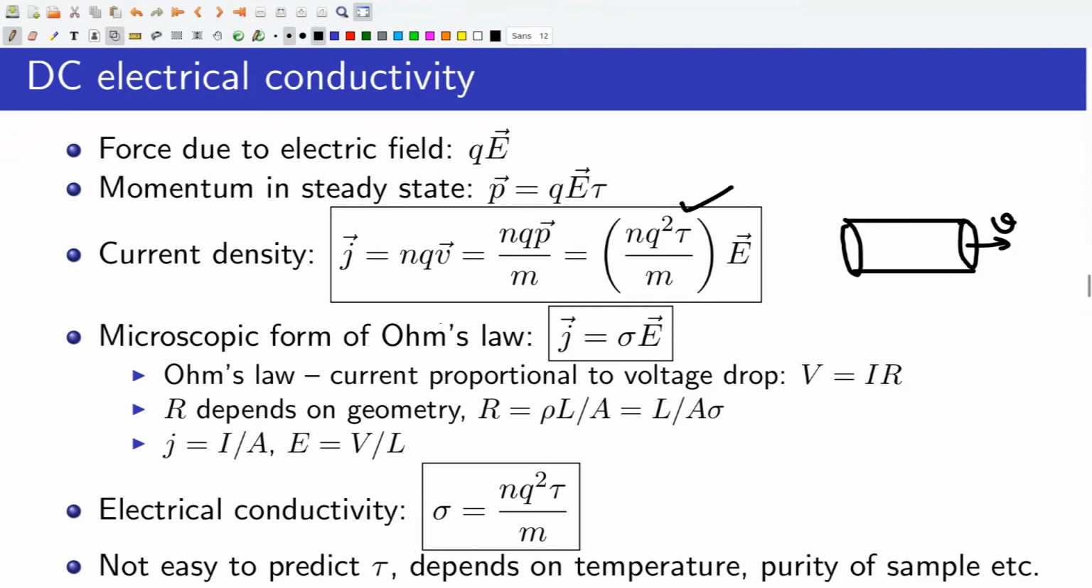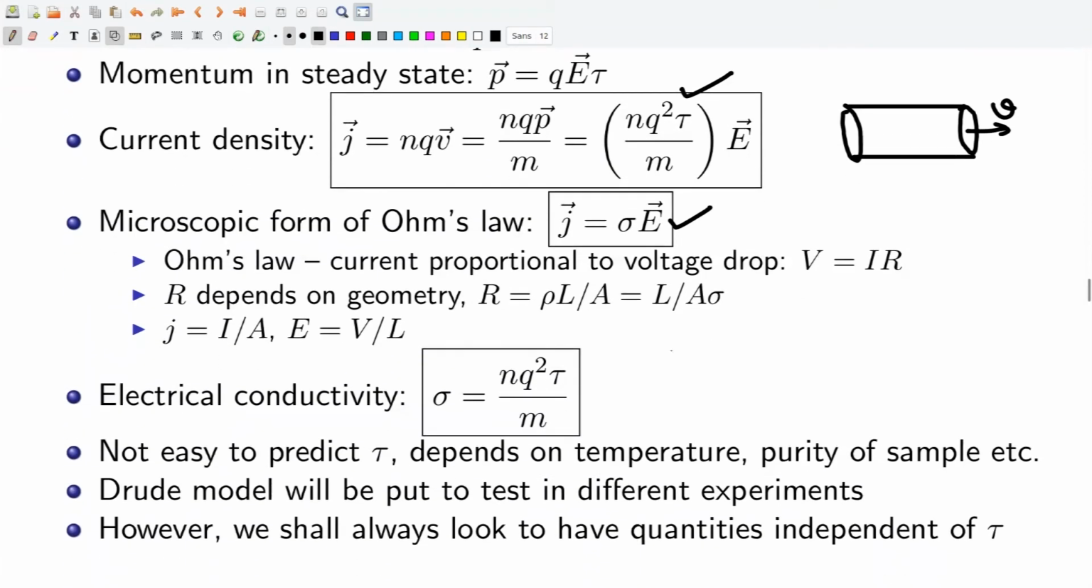We can write the microscopic form of Ohm's law like this. J equals sigma times E, where sigma is the conductivity. The derivation is very simple and given here. So comparing these two equations, what we can say is that sigma, the electrical conductivity, is equal to N Q squared tau by m.